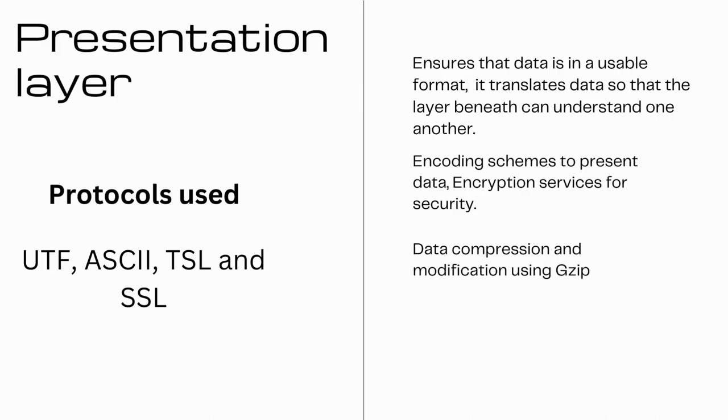Data is presented in the right format using encoding schemes. Encoding means covering up some message using characters and symbols. Also encryption. When you talk about encryption, we're talking about asymmetric encryption and symmetric encryption. The difference is that in asymmetric encryption, the public key and the private key are used, while in symmetric, only the private key is kept private. So these types of services help us to present data in the right format.